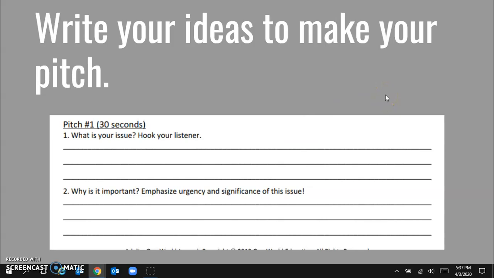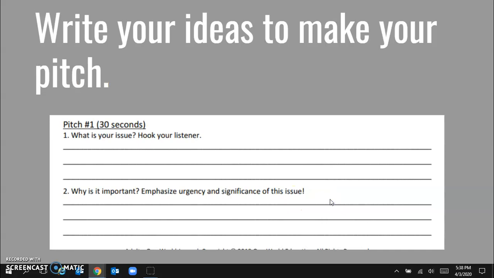So on page 43 of your One World Journal, you'll see pitch number 1, 30 seconds, and it has space for you to write down your ideas about your topic. So the question is, what is your issue? That's another word for topic. Hook your listener. We're going to talk about hook in just a moment. And then the second question is, why is it important? Emphasize the urgency and significance of this issue.